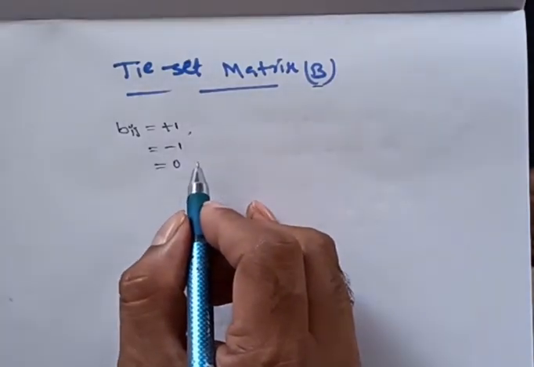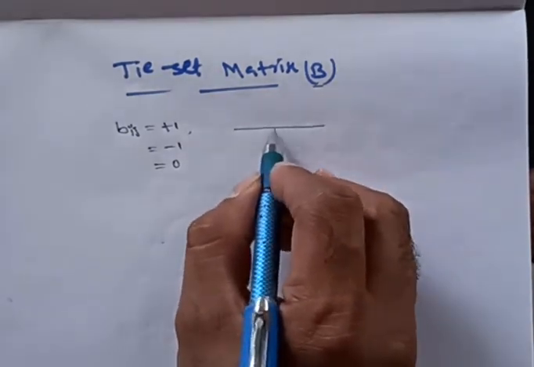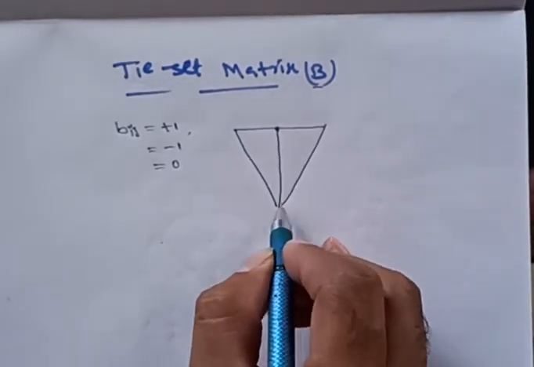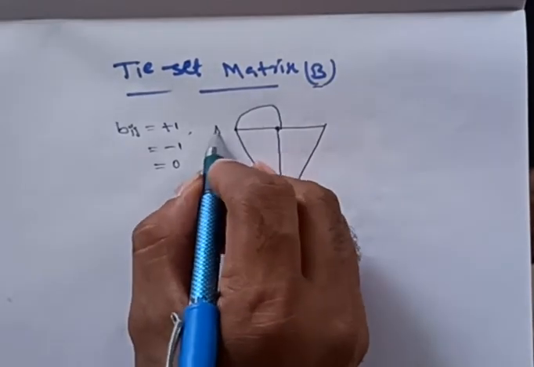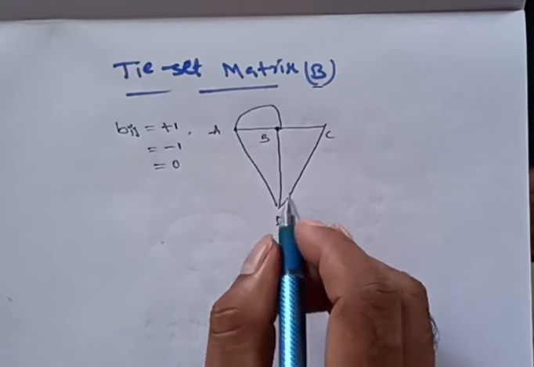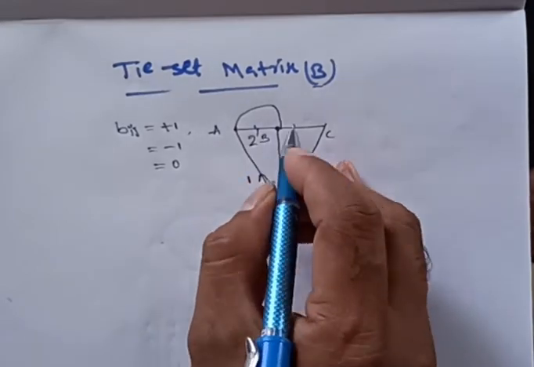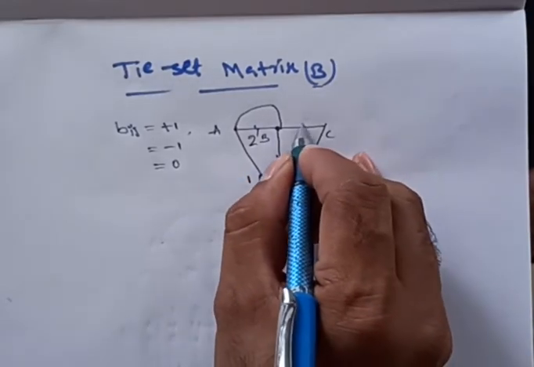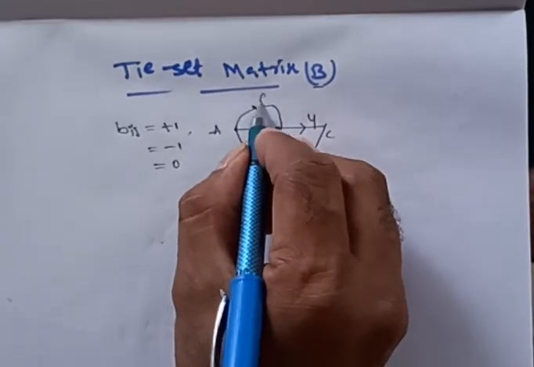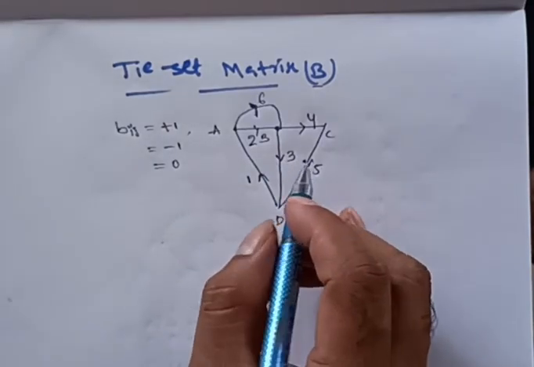Now let's see how to fill the tie-set matrix for a given graph. Let us assume one graph having 4 nodes A, B, C, D and 6 branches. The orientation I am assuming is like this: 1, 2, 3, 4, 5 and 6. By seeing this graph we can simply say that it has 3 loops.